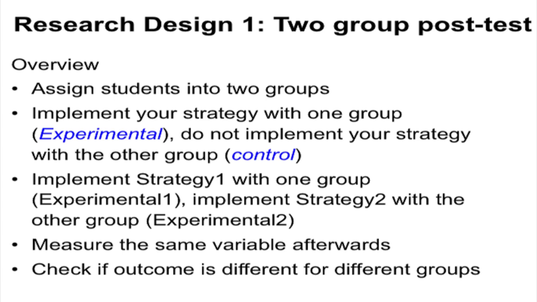What we do then is, after we implement the strategies, we measure the same variable. If you recall, she emphasized a few times that I'm giving the same test after the strategy to both the groups. And then we check if the outcome is different for the two groups. So this is your overview or the outline of a two-group post-test only design. So let's see why this is better than the single group and why this works, when we should use it and so on.